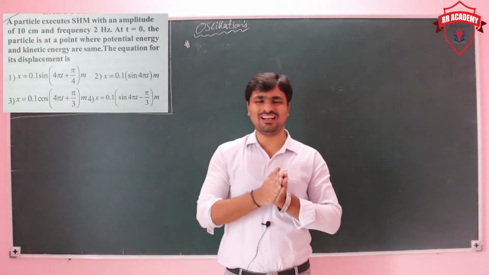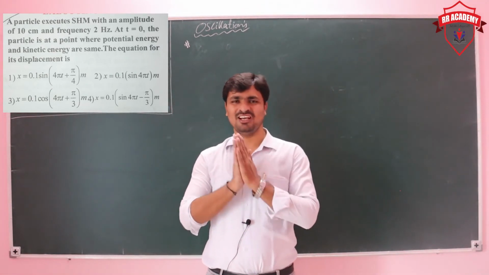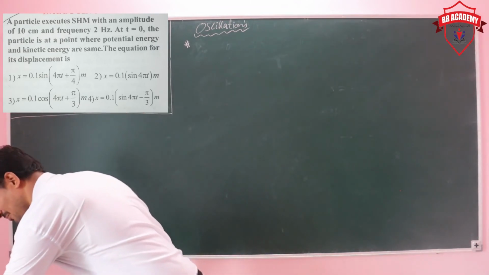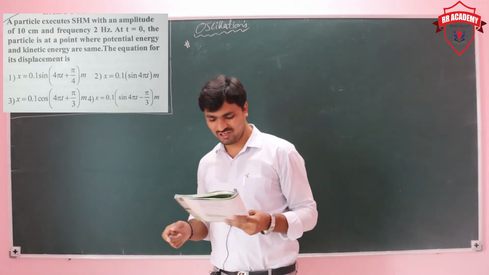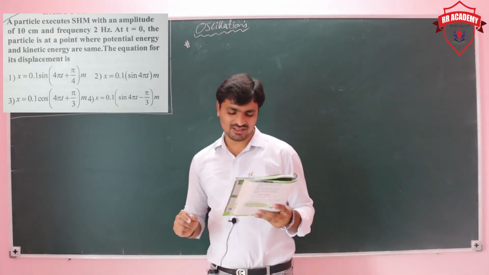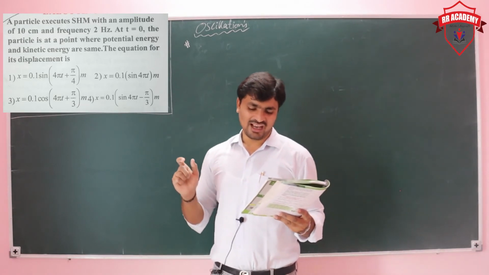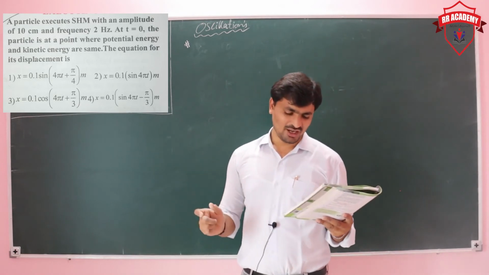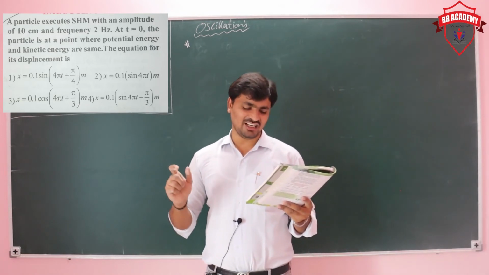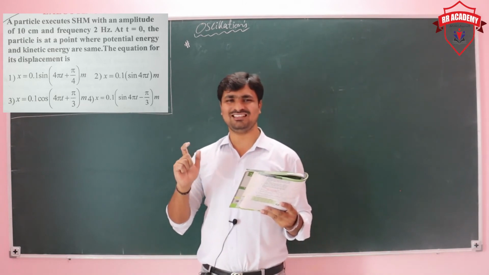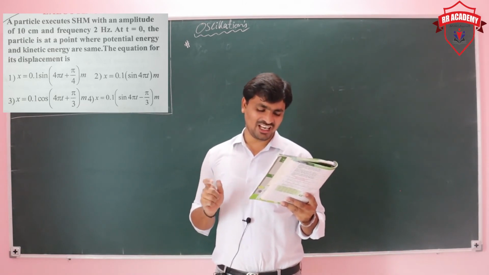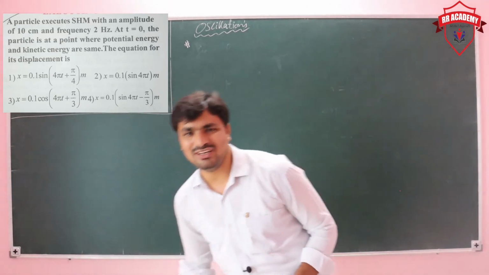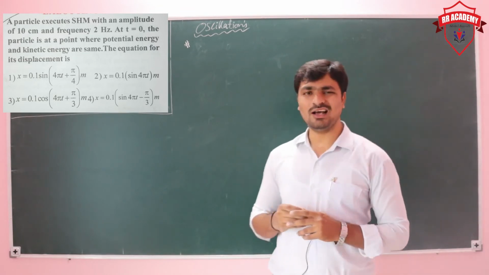Okay, let's see one more easy and interesting problem. What is that? A particle executing simple harmonic motion with an amplitude of 10 centimeters, frequency 2 Hz, at t is equal to 0 is at a point where potential energy and kinetic energy are same. We need to get the equation for displacement. First, what do we have?